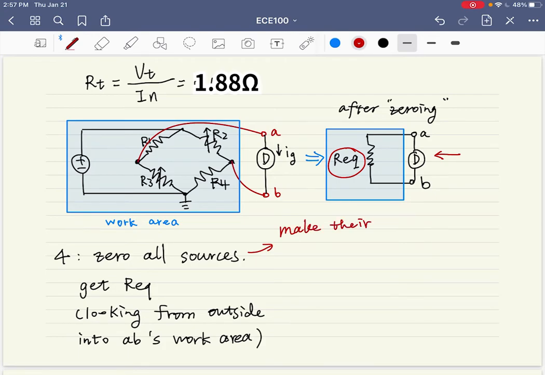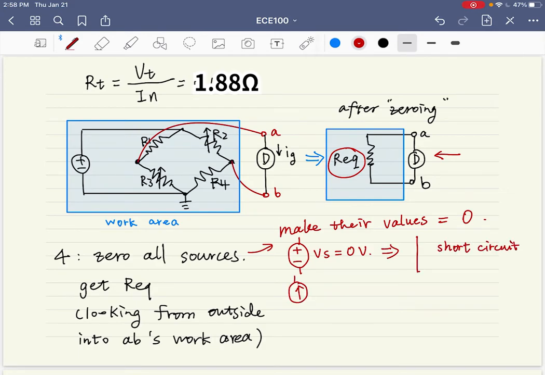And how to zero all the sources? That means make their values equal to 0. For a voltage source, when the value is 0 volt, it becomes an ideal conductor, right? Which is short circuit here. And when a current source equals 0, which means no current is flowing through it, it is basically an open circuit, right?